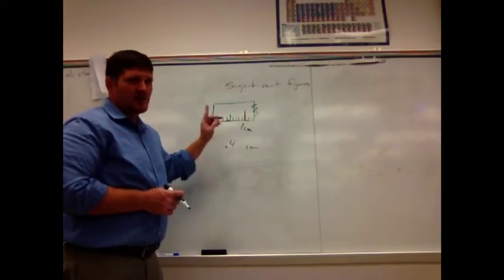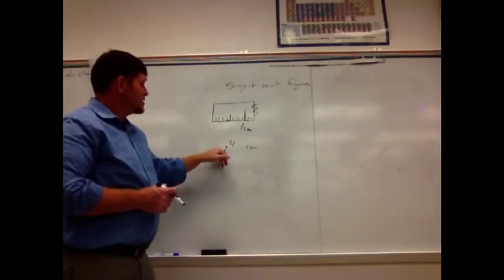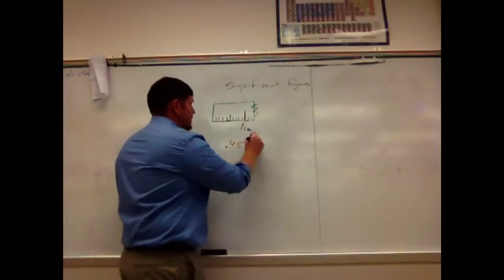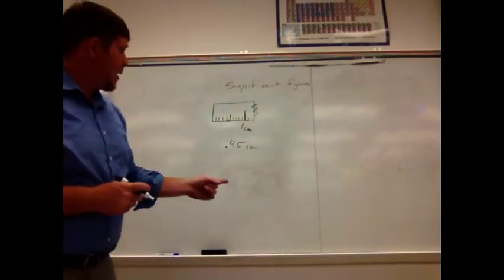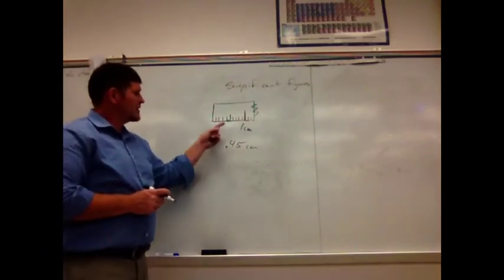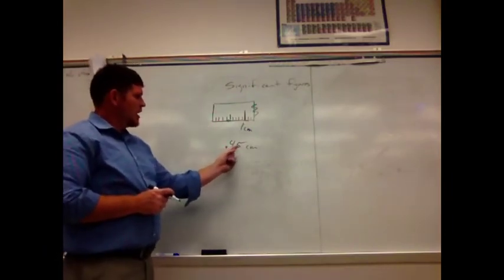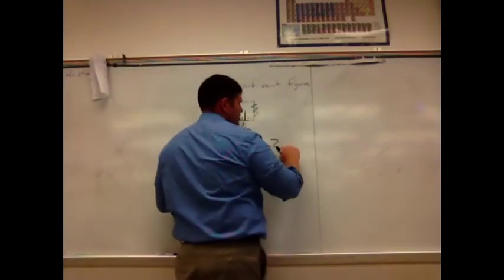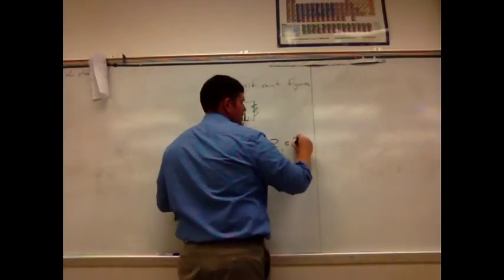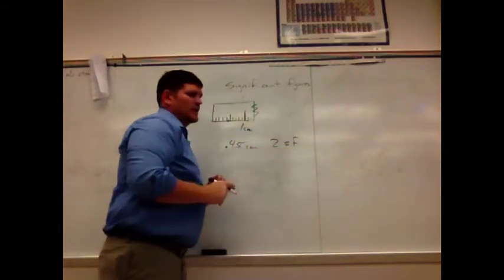They won't always be right in the middle, but this one I'm going to say is right in the middle. So it's 0.45 centimeters. When I look at this, now I can say that my answer for this particular device has 2 significant figures. I'm going to mark that as just SF. It has 2 significant figures.